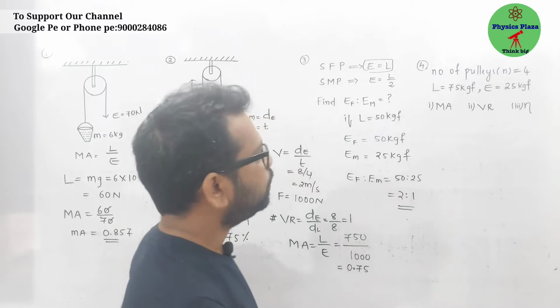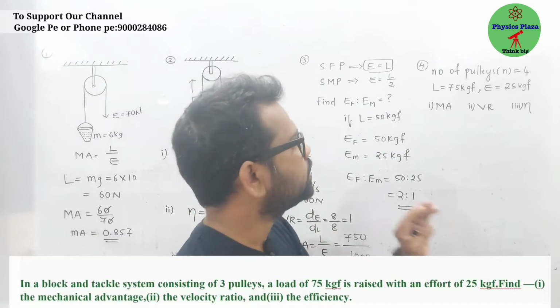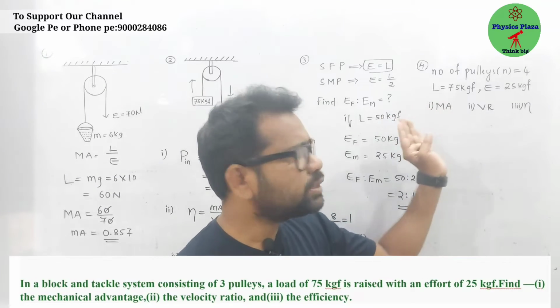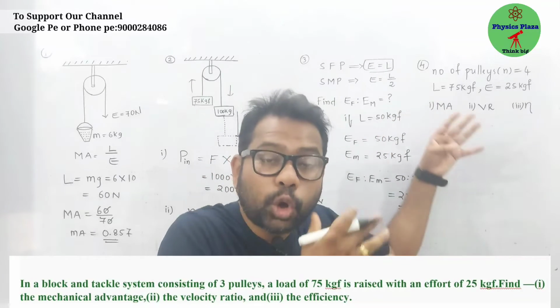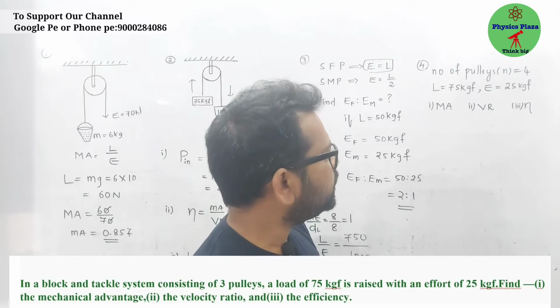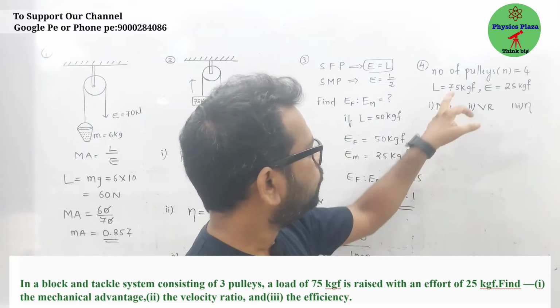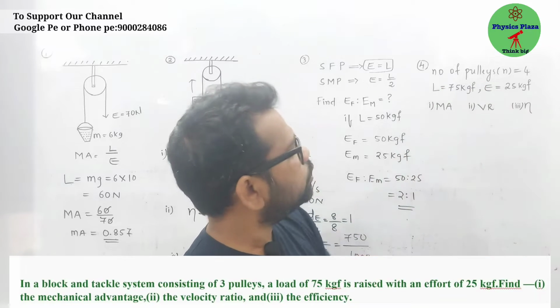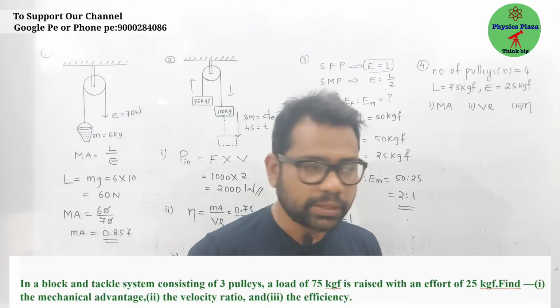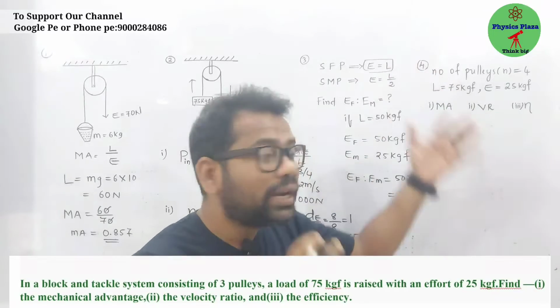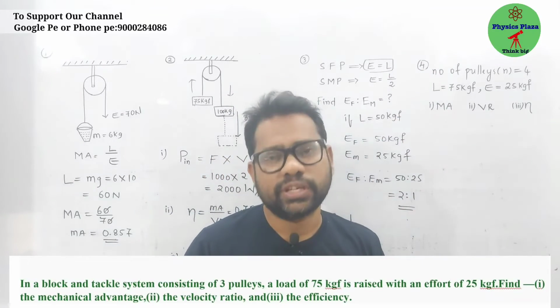Clear? Fine. Now, the fourth one, children. The question is based on the block and tackle system. Here it is given that the number of pulleys in that block and tackle is 4, and to lift a load of 75 kg, an effort of 25 kg is applied. Now they are asking us to calculate mechanical advantage, velocity ratio, and efficiency.